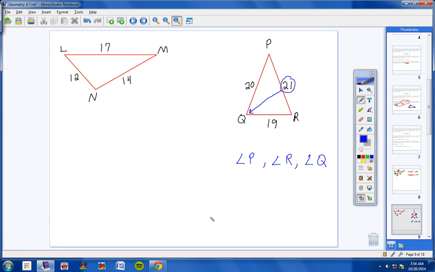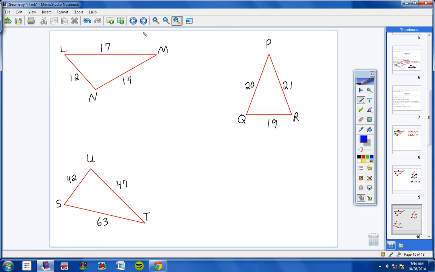Pretty simple. Okay? Alright. You're on your own on this one. I want you to copy this down, pause the video, quickly do this. Shouldn't take you more than probably 60 seconds. And I want you to list out the angles in this problem from largest to smallest, okay? So go ahead and do that now at this time.